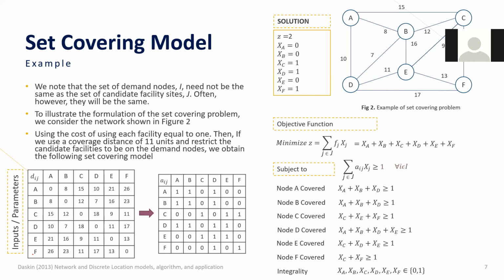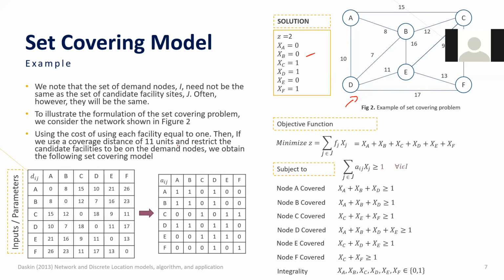Here we have A, B, C, D, E, F. Not all nodes are connected to each other, but here you can see the connections. From A to D is 10, A to B is 8, A to C is 15. For a set covering problem, first you already define the network and the set of facility and candidate facility. And here we know the distance from one node to another.